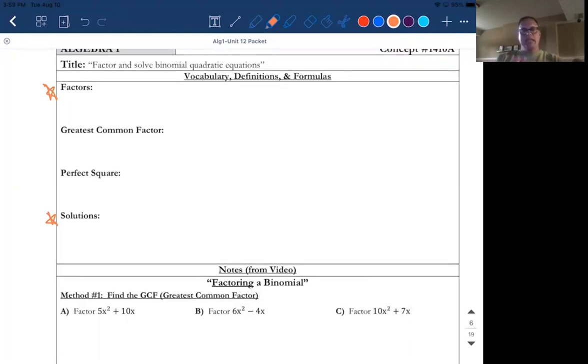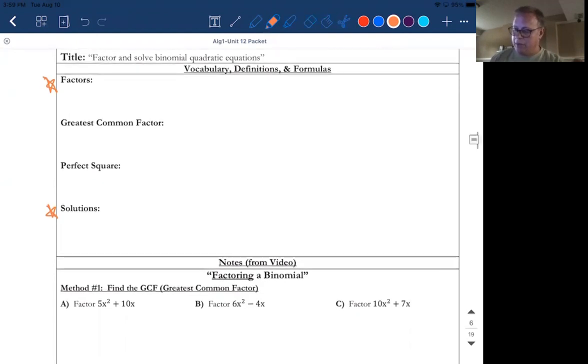So what does it mean and what does it look like to factor? Well, to factor something means we want to break it down. And so let's take a look at something like 21. Now 21 can be broken down into 3 times 7. 3 and 7 are the factors of 21 because 3 and 7 together multiply to 21.